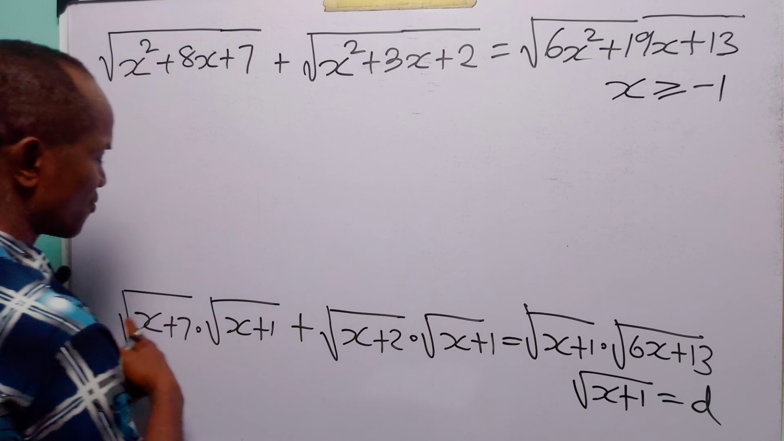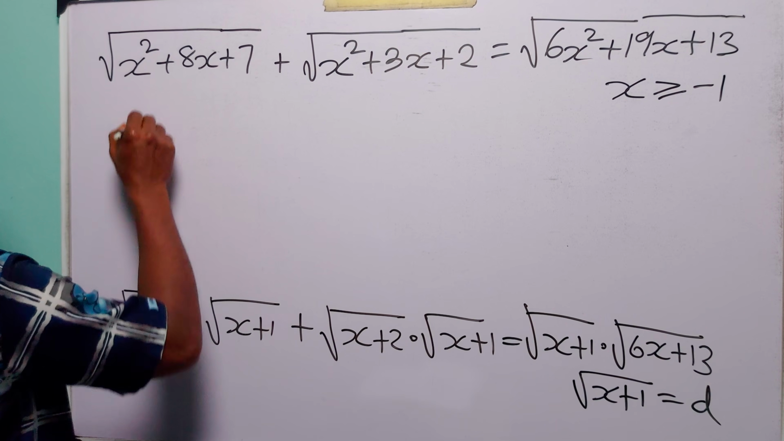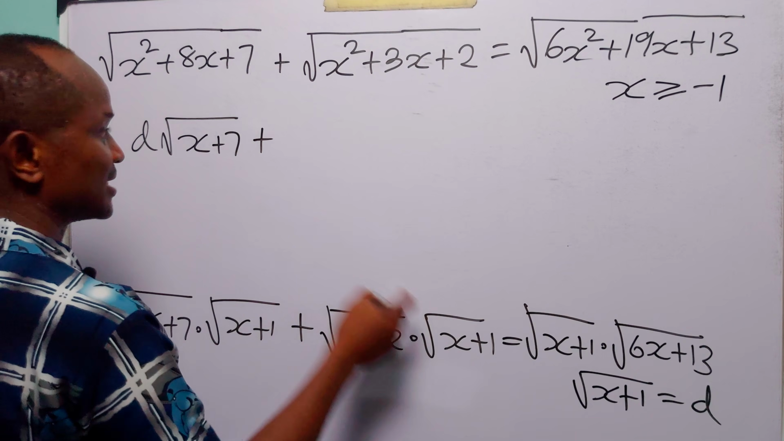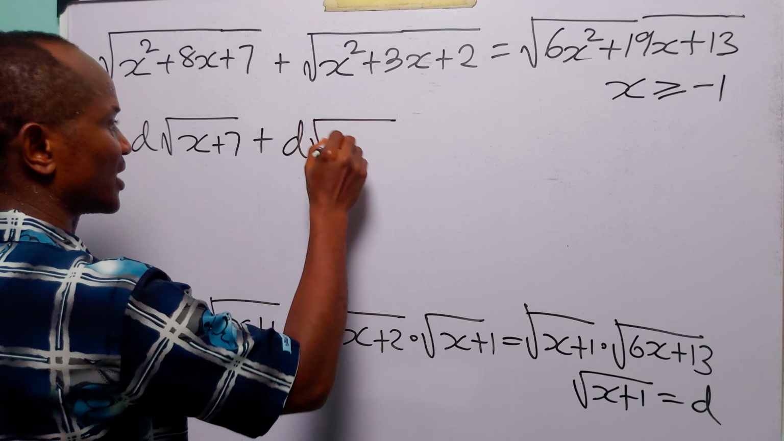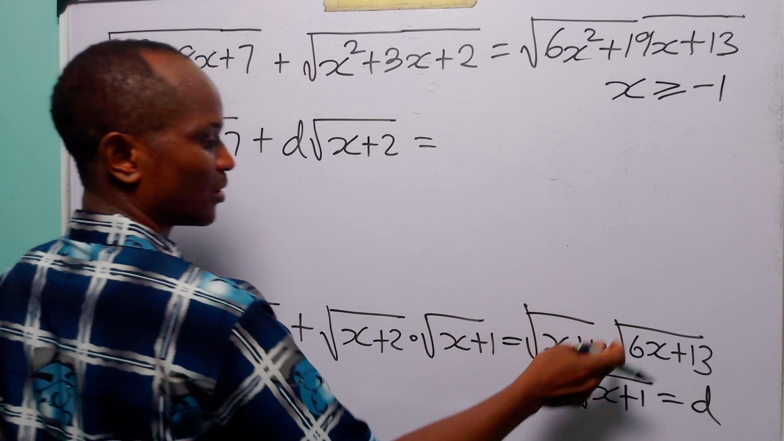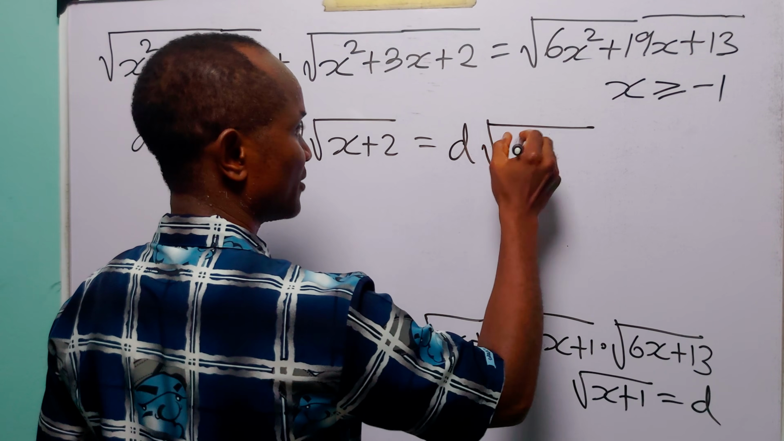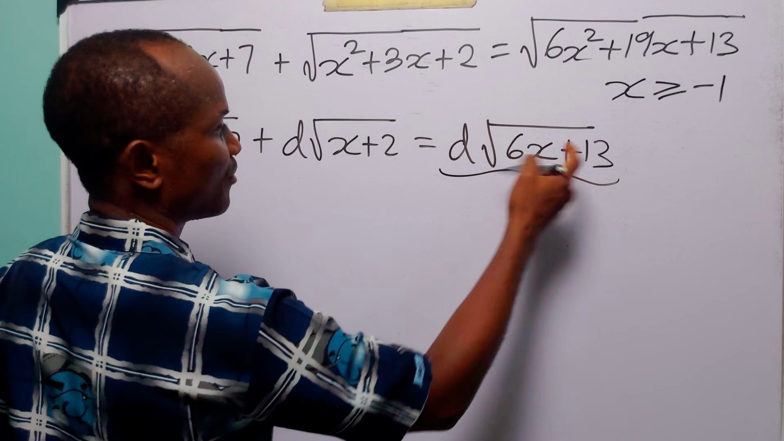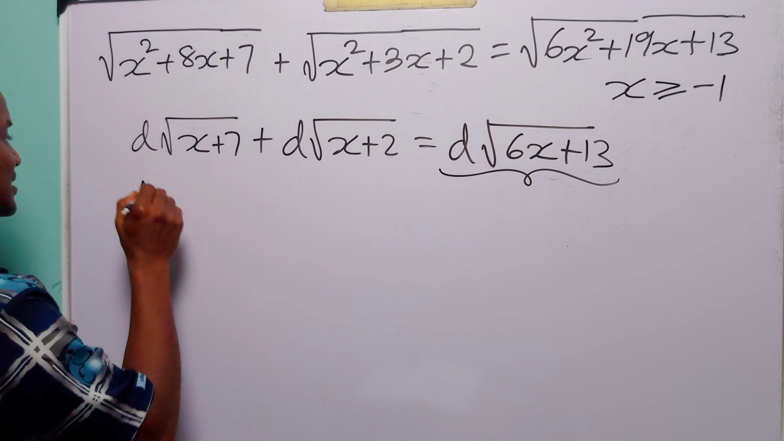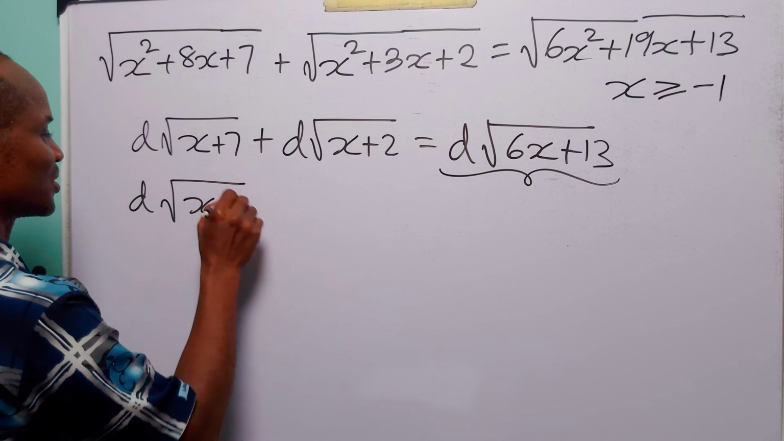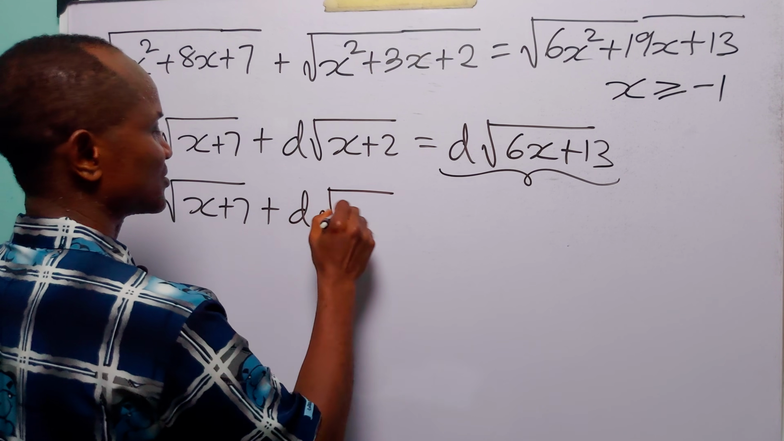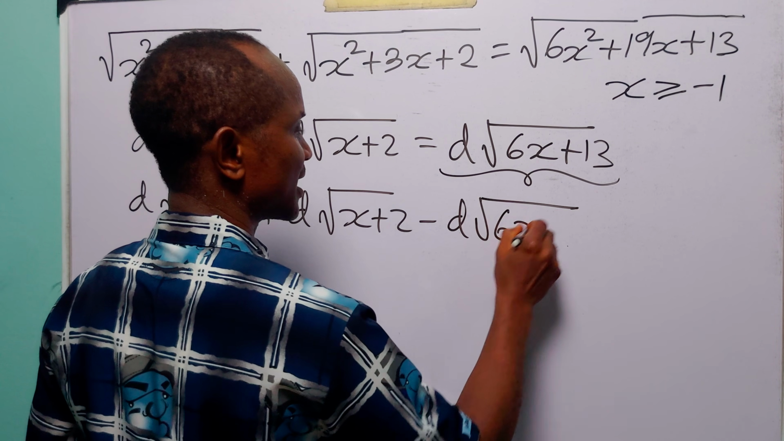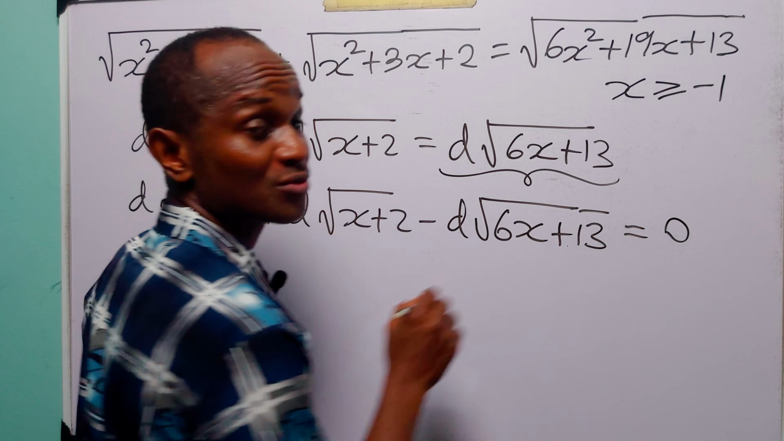Now, with this substitution, we can write this equation as d times the square root of x plus 7 plus d times the square root of x plus 2 is equal to d times the square root of 6x plus 13. Moving this term over to the left-hand side, we have that d times the square root of x plus 7 plus d times the square root of x plus 2 minus d times the square root of 6x plus 13 is equal to 0.